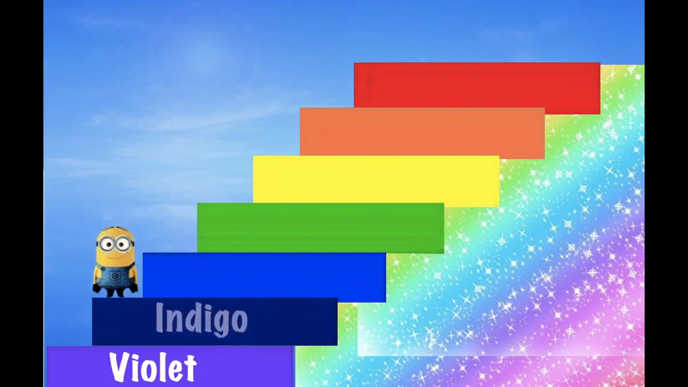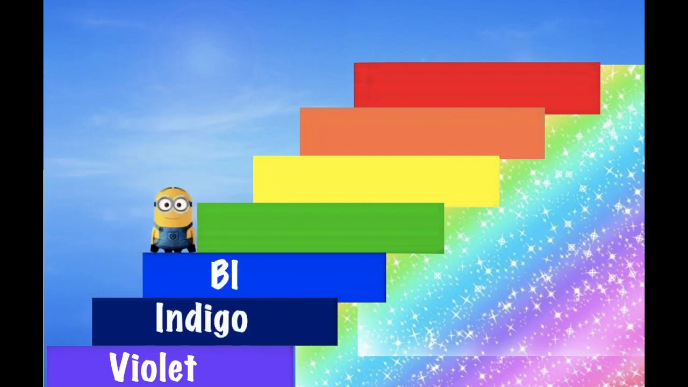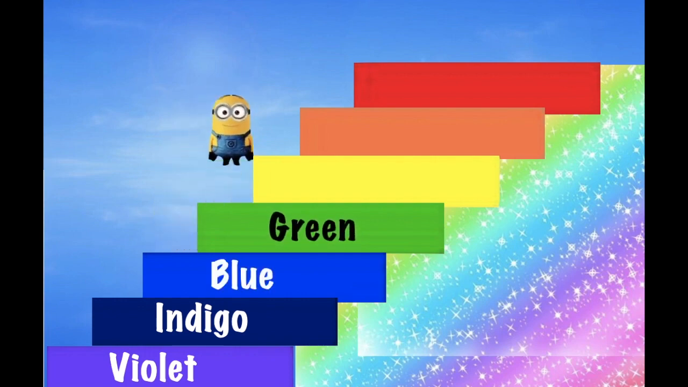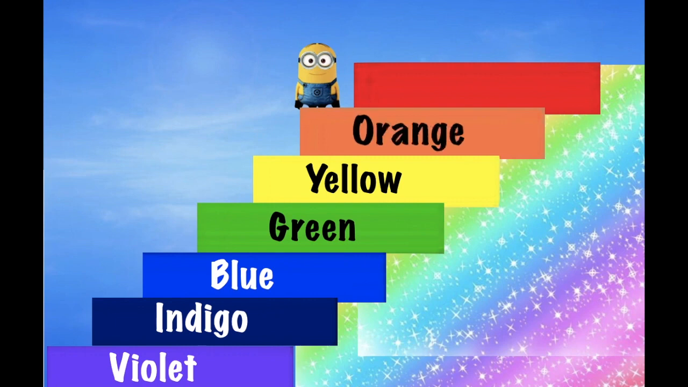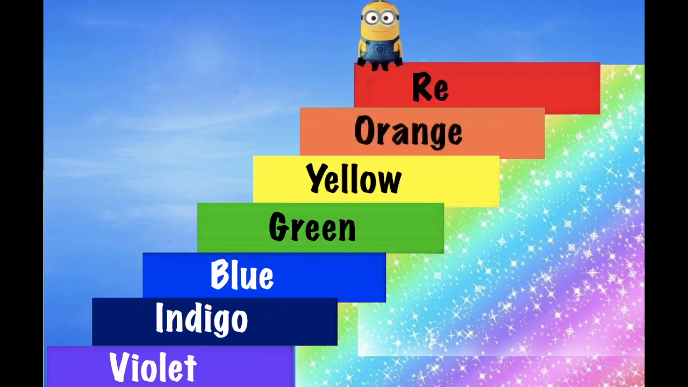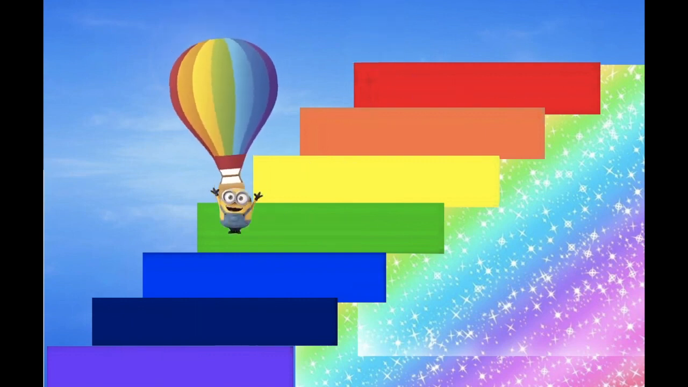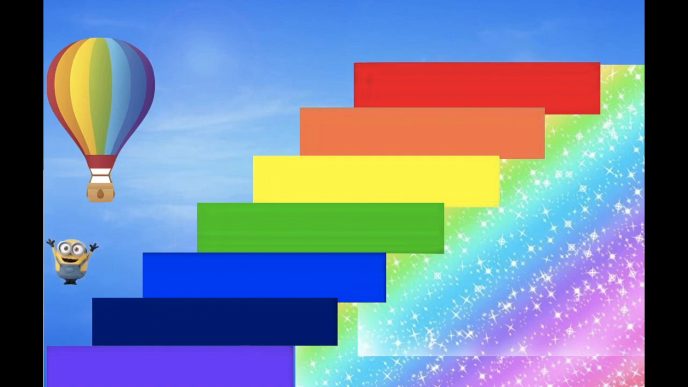indigo, blue, green, yellow, orange, and red. These are the seven VIBGYOR colors. Let us see them once again.